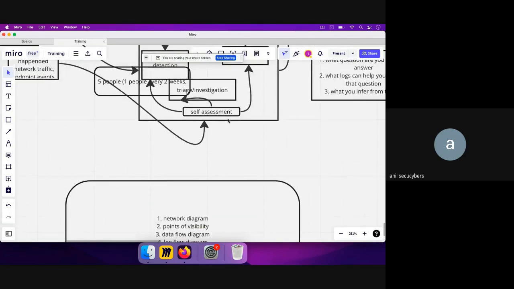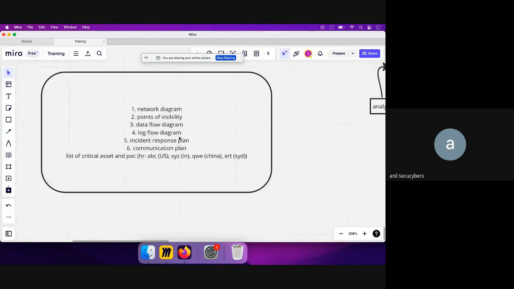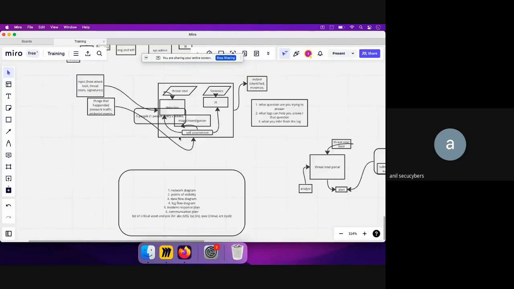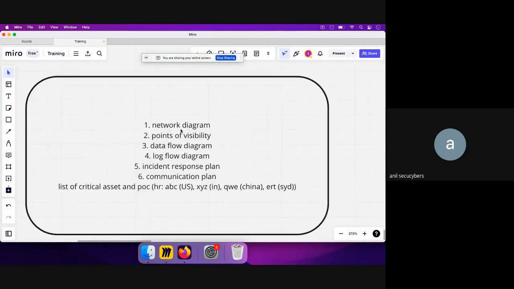Okay. So this is all for this part, and now let's go to the other part that we were discussing, which was the visibility that the SOC team needs to have: network diagram, points of visibility, data flow diagram, log flow diagram, and all. So, are there any questions on these top 7 points? Any questions from you, guys? Yeah, go on.